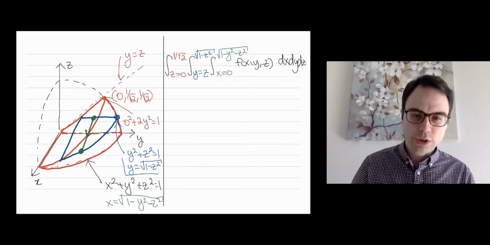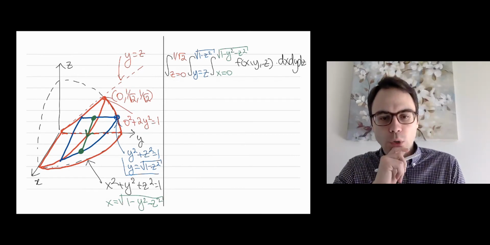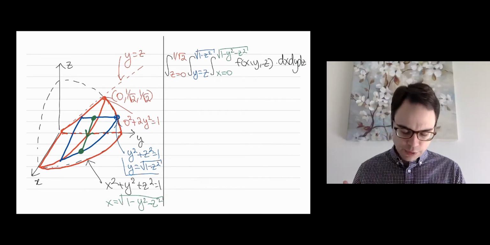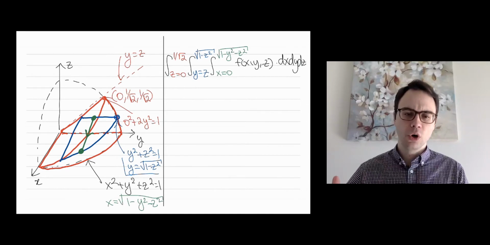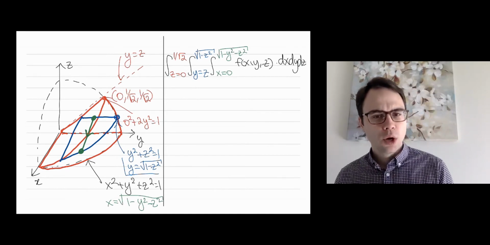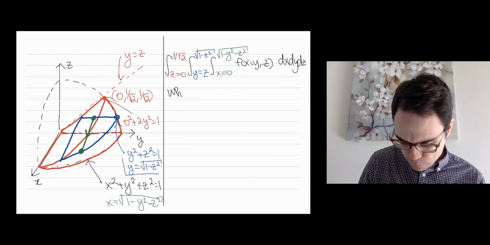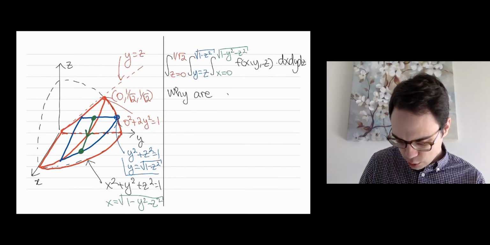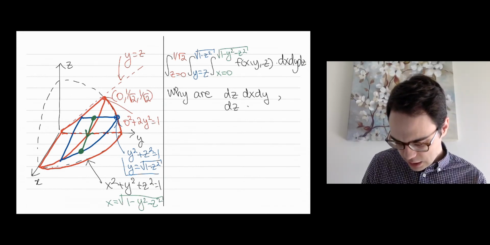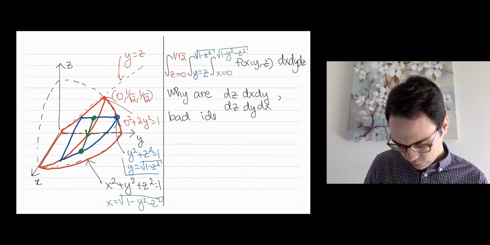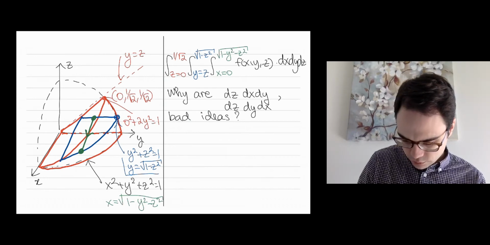So the second part of this problem, when this showed up in Professor Arm's exam a while ago, was why are these orders bad ideas? Why are the orders dz dy dx and dz dx dy bad ideas?